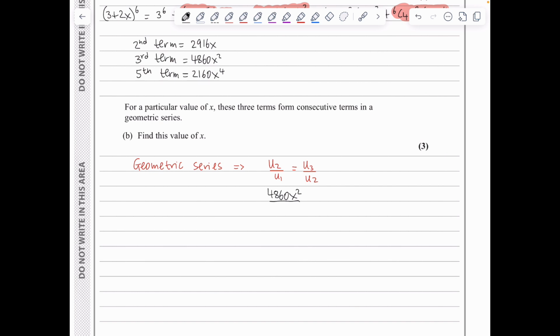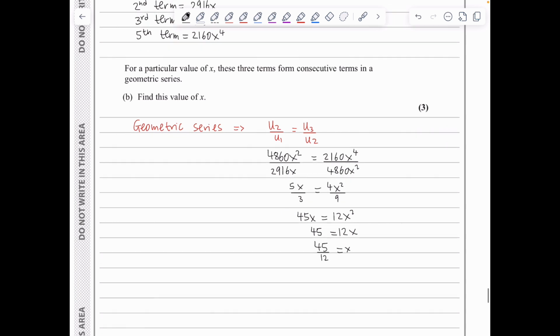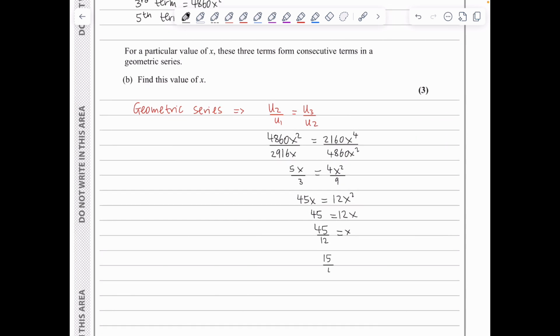4860x squared over 2916x being equal to 2160x to the power of 4 over 4860x squared. So this simplifies to 5x over 3 is equal to 4x squared over 9, which means that 45x, if I cross multiply, is 12x squared. And if I divide throughout by x, I get 45 is 12x, which means that 45 over 12 is equal to x, which simplifies to 15 over 4 for x.